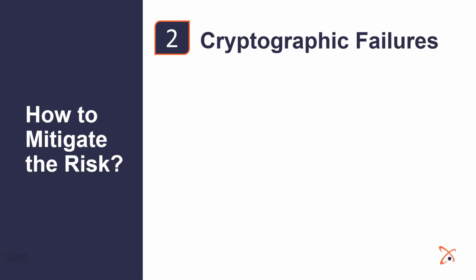Category 2 is cryptographic failures. The focus for this category is on failures related to cryptography or lack thereof, which often lead to exposure of sensitive data. Make sure you protect data at rest and in transit.